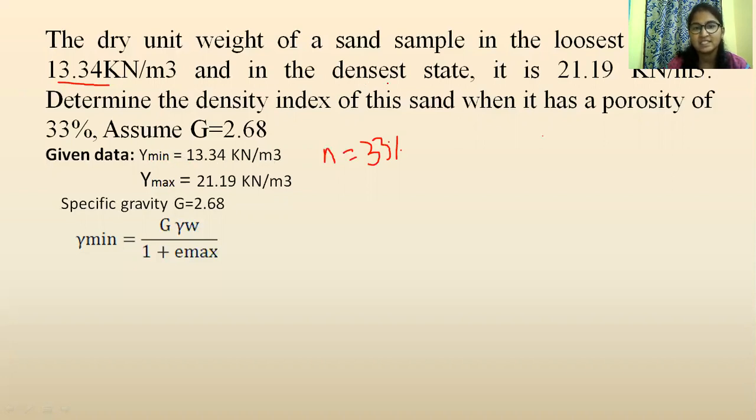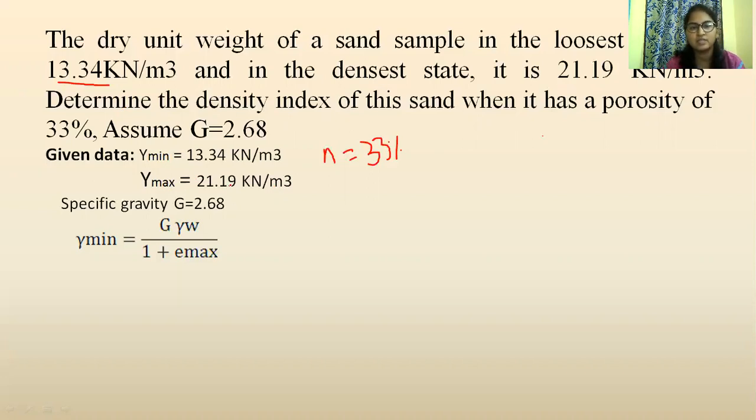And in the densest state, gamma max is 21.19. Loose means minimum. So in the loosest state, more voids, less density, gamma minimum. Densest state means fewer voids, it gives more strength. That's why gamma max is equal to 21.19 kilonewton per meter cube. So determine the density index of this sand.